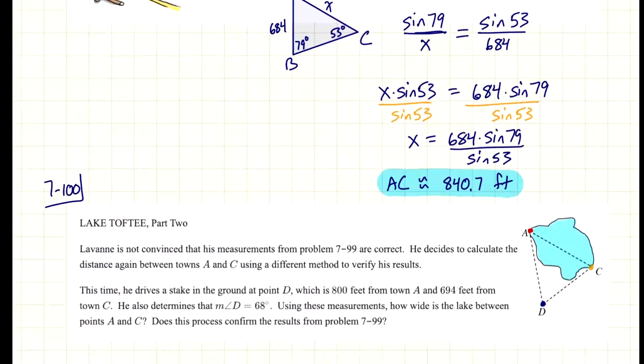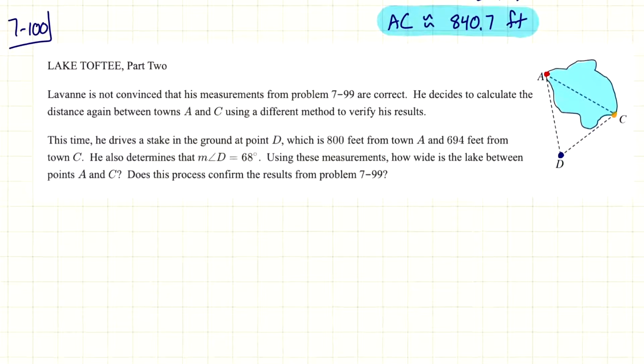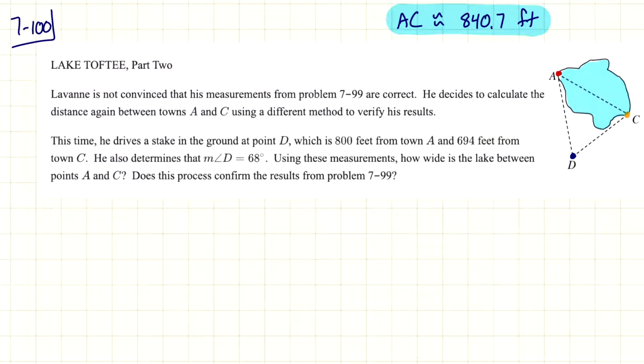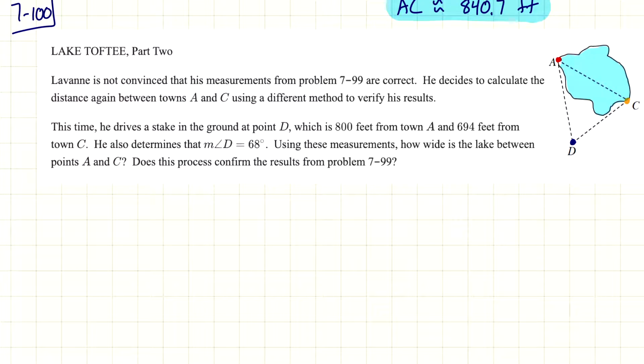All right, let's go on to the next one. Part 2 to this problem. We're still dealing with Lake Tofty. And so he's not convinced that his measurements from the previous problem are correct. He decides to calculate the distance again between towns A and C using a different method. All right? He wants to verify he did this correctly. So I wonder, is there going to be a difference in our answer?